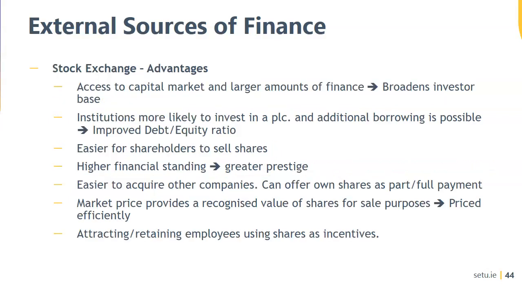The advantages of listing on a stock market is that you have access to capital markets and large amounts of finance. It really does broaden your investor base. Typically, anyone in the world can buy shares in your particular company. Institutions are more likely to invest in a public listed company, and additional borrowing is possible. It can improve the debt to equity ratio as a result. It's easier for shareholders to sell shares once they have invested.